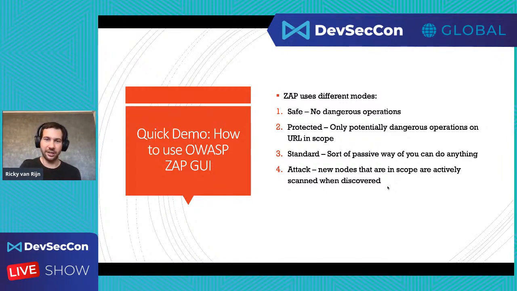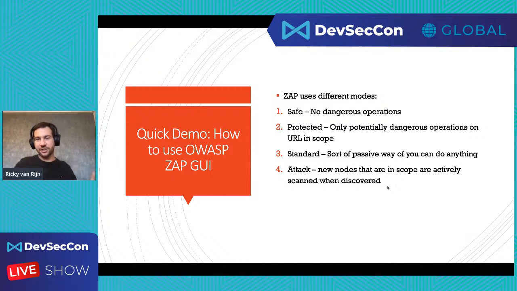So that's a mode between safe and standard. Standard is, I see it as a kind of passive way that you can do almost anything, and you can run the spider against the whole application and see where it takes you. But again, there are no new nodes actively scanned, and that brings me to point number 4.